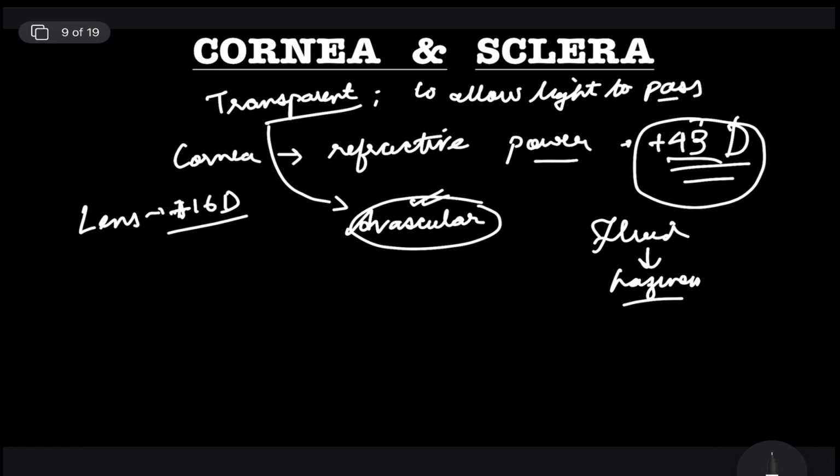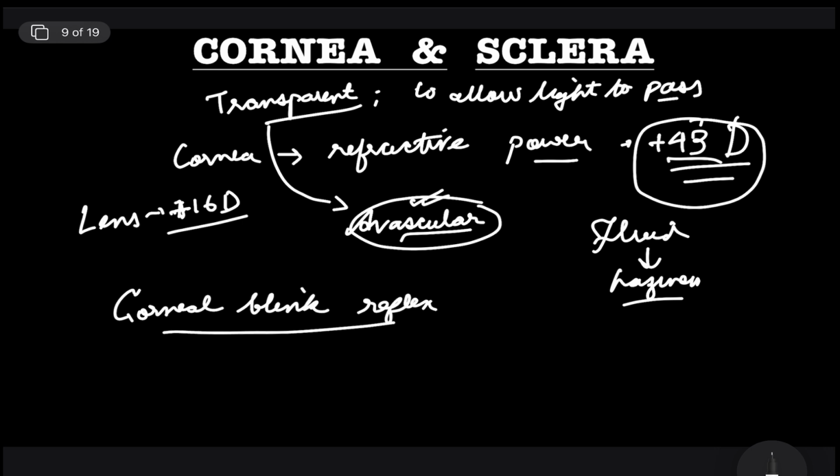Now, the cornea is avascular, so no blood. What about nerves? Does the cornea have nerves? That is, can the cornea feel in a way? Can it feel sensations? To find this out, we try something very simple and yet very interesting. It is known as the corneal blink reflex. What does this mean? We take a cotton wisp.